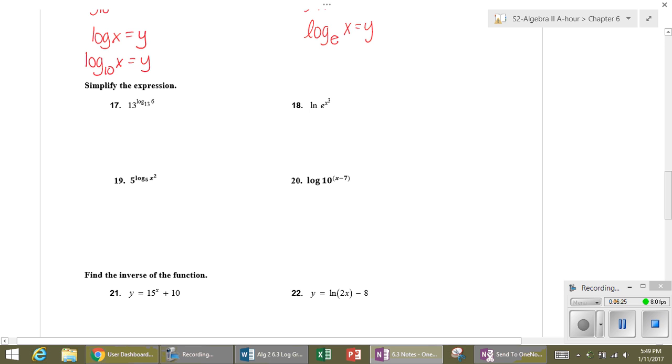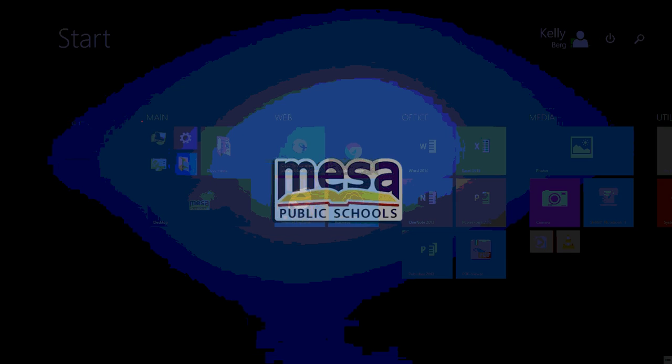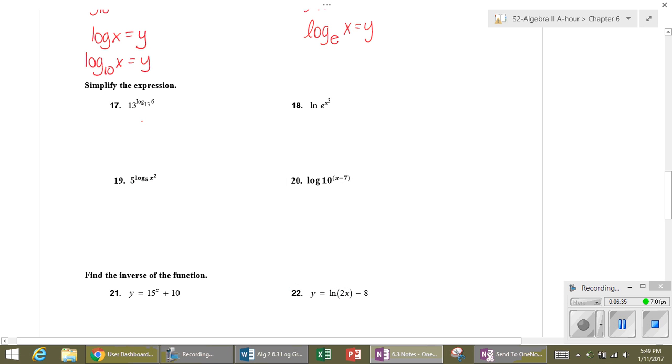So it says simplify the expression. I'm going to blow your minds away with how easy this is going to be. I'm going to tell you the answers. The answer to number 17 is 6. The answer to number 18 is x cubed. The answer to number 19 is x squared. And the answer to number 20 is x minus 7.